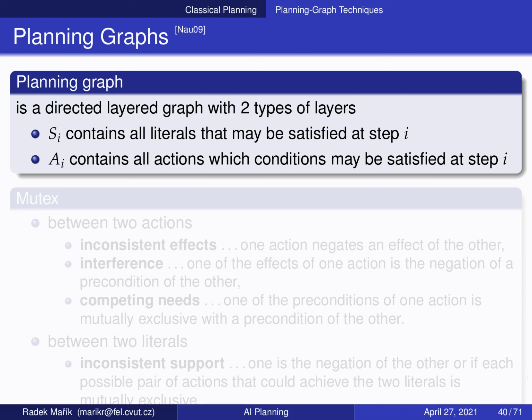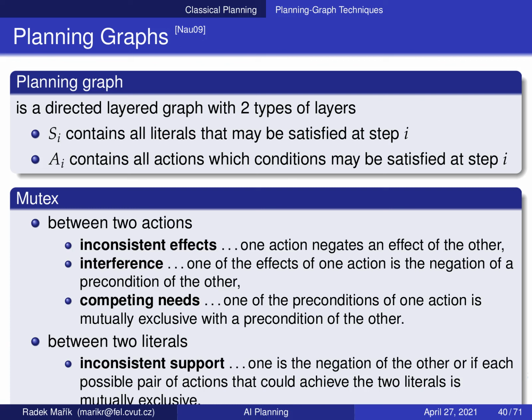So basically, the planning graph is a directed layered graph with two types of layers. The layer of literals describes what is satisfied at step i. And the layer of actions describes what actions, in which conditions, can be satisfied in step i. And when you create that graph, you apply the following rules to create those mutexes.